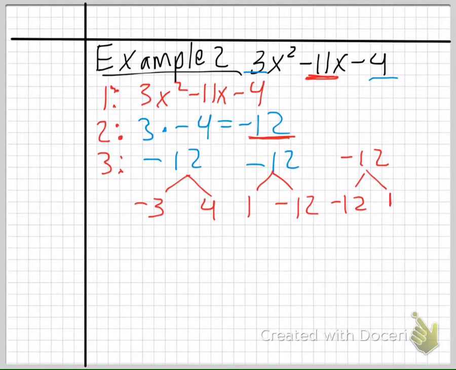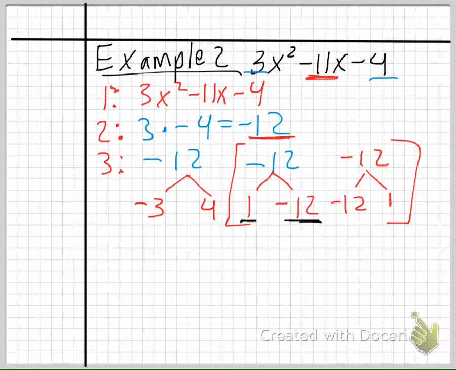So the reason that I took these second pair of steps here is because it becomes obvious what our answer should be, right? We're trying to look for two numbers that multiply to make negative 12 and add to make negative 11. So if I say 1 plus negative 12, that's what gives me negative 11.